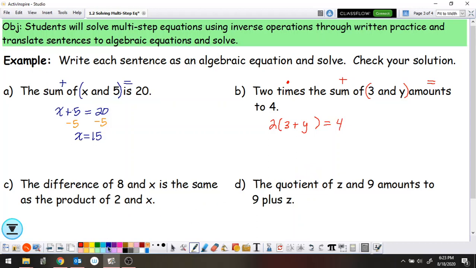Here's an example where we could divide both sides first rather than distribute the 2, because both sides are divisible by 2. And we are left with 3 plus y equals 2. Subtract 3 from both sides. So y equals -1. So when I check my answer, the sum of 3 and -1 is 2, and then I'm taking that times 2 is 4, which is what we want.